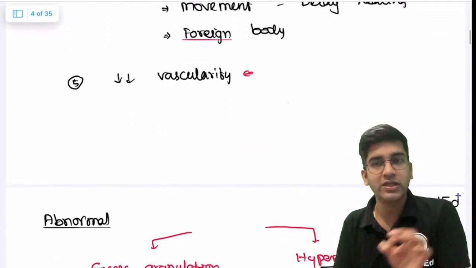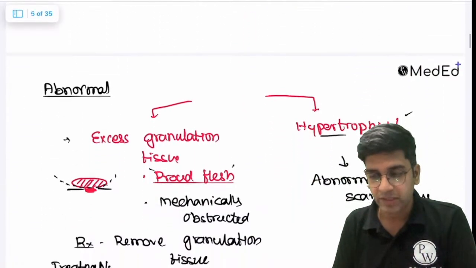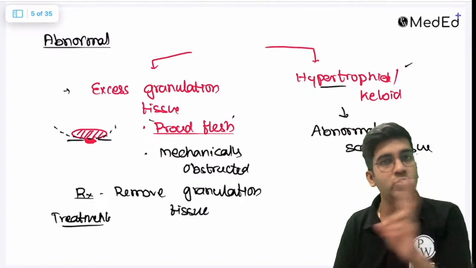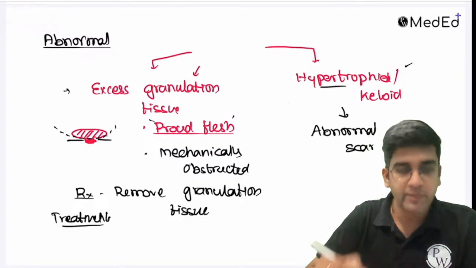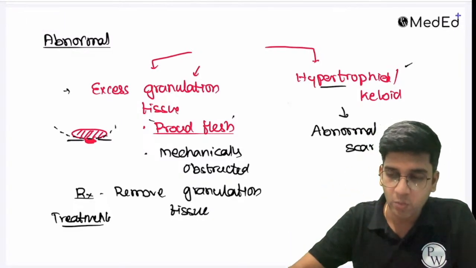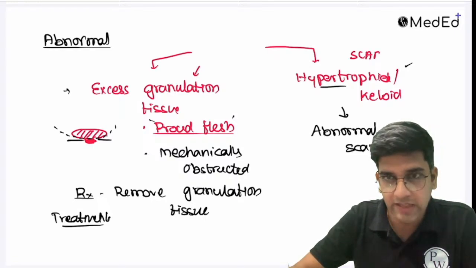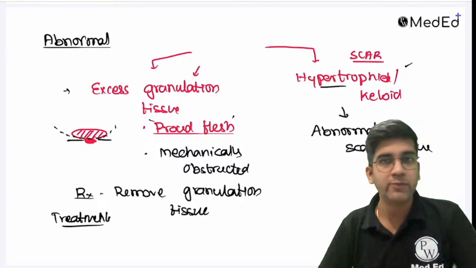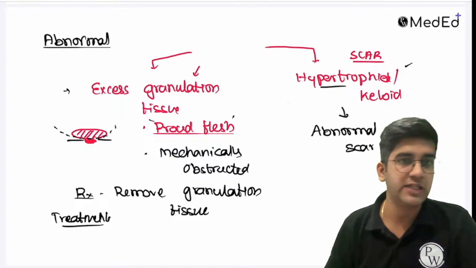Now let's have a look at something called abnormal wound healing. I'm going to divide abnormal wound healing into two groups. One, abnormality in the granulation tissue formation. Two, abnormality in the scar formation. Okay, abnormality in granulation tissue and abnormality in scar.